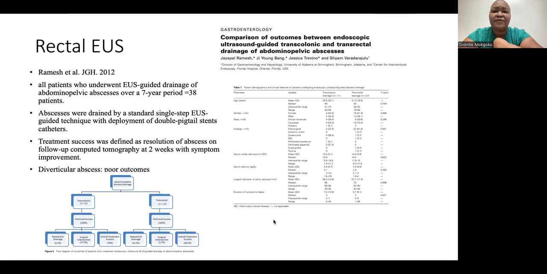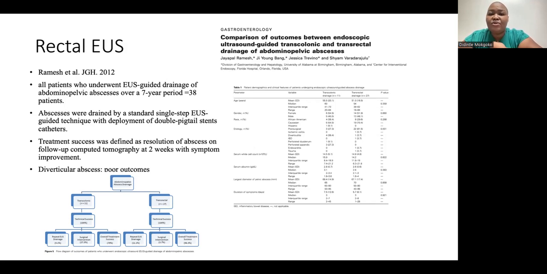They started off doing double pigtail stents, I apologize, and then they evolved into lumen opposing metal stents. So they started off by using deployment of double pigtail stents first. In terms of treatment success, they defined treatment success in placing these stents by patients who had no abscess and no symptoms at the 2-week mark.